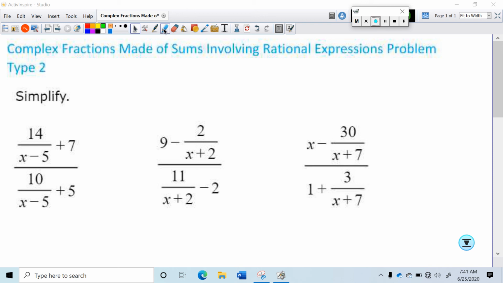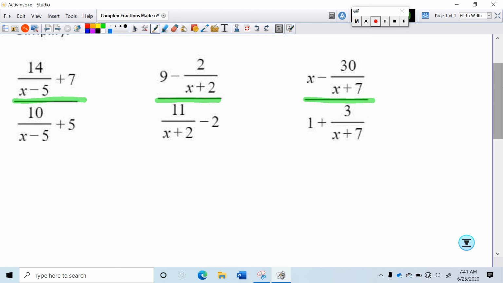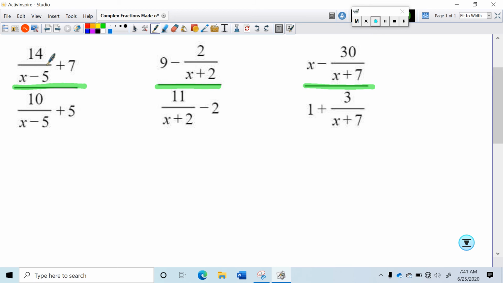Okay, for complex fractions, I actually want to identify where the original fraction bar is first. So I will do that. Because it's a complex fraction, you need to identify where that is so that you can see what you're doing. Now I'm just going to simplify this numerator first. So here's what I want to do on this. I'm going to write this numerator down.